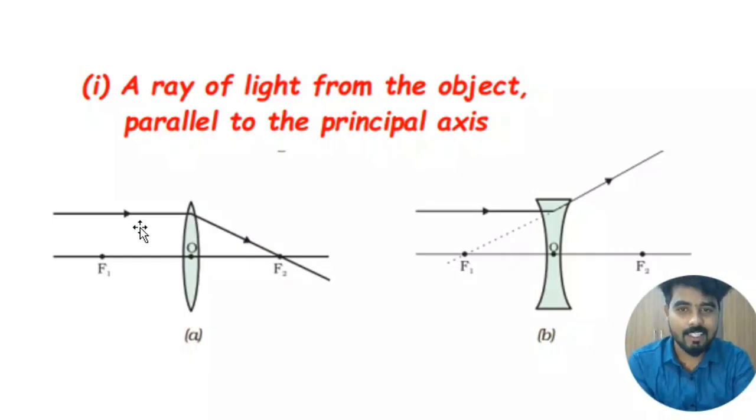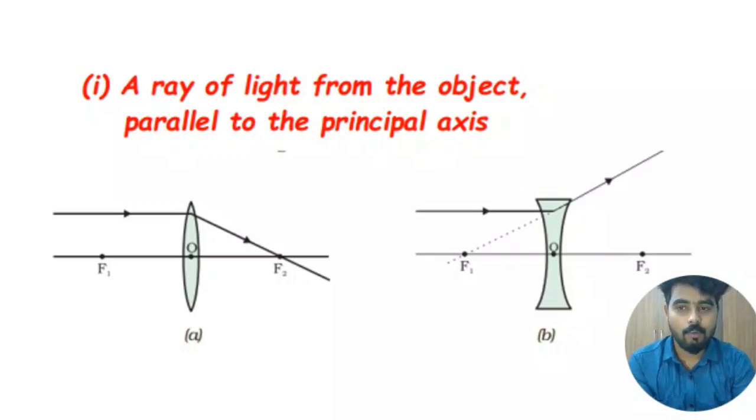Now listen here. When a ray of light is parallel to the optic axis or principal axis of the lens, what will happen? It directly passes through the focus. The same will be applicable for the concave lens. This lens is called converging lens. This lens is called diverging lens.